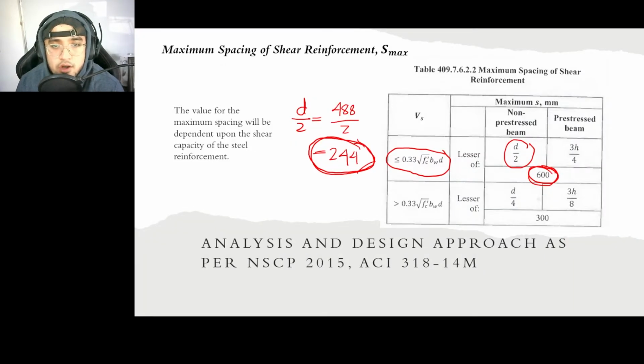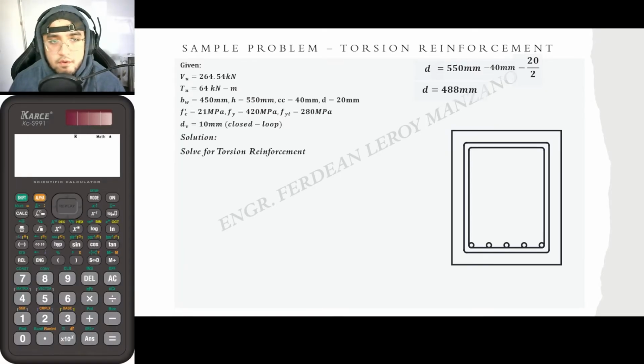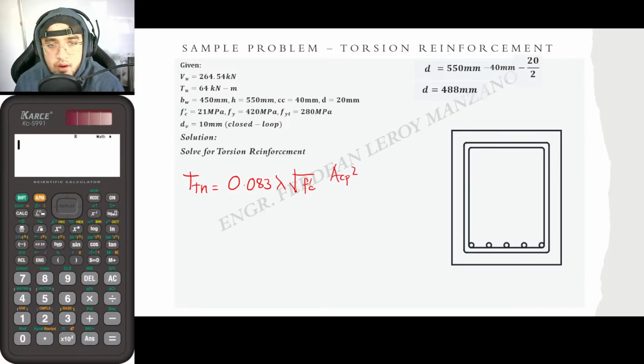So for the torsion, let us now proceed to the torsion reinforcement. Once again, the first thing that we should do is check if it is really needed. And in order for us to know if it is really needed, we must solve for the threshold torsion first. So for the value of Tth, that is equal to 0.083 times lambda times the square root of f prime c times Acp squared divided by Pcp. Okay, so let us solve for Acp and Pcp first.